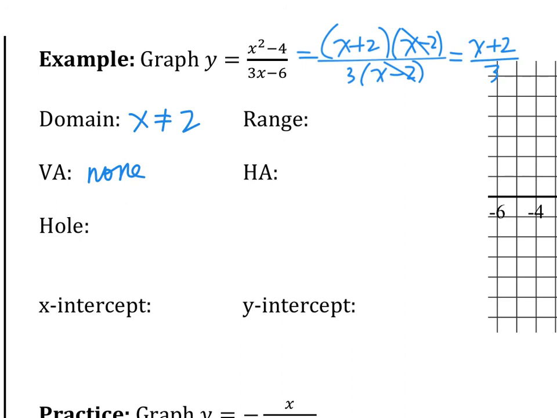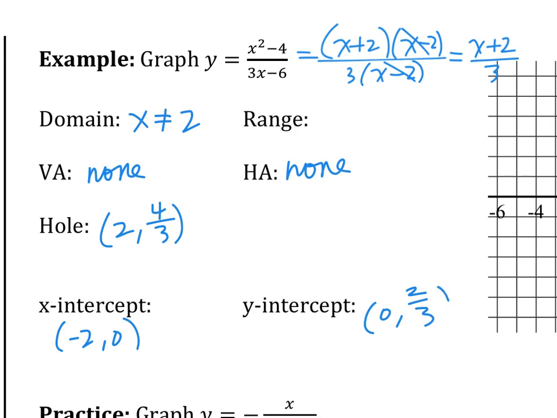Okay, Josiah, horizontal asymptote? Yes. Lauren, hole? 2, 4/3. Yes. Brooklyn, x-intercept? None. There is an x-intercept. Jackson, did you find it? -2, 0. Nick, y-intercept? 0, 2/3.